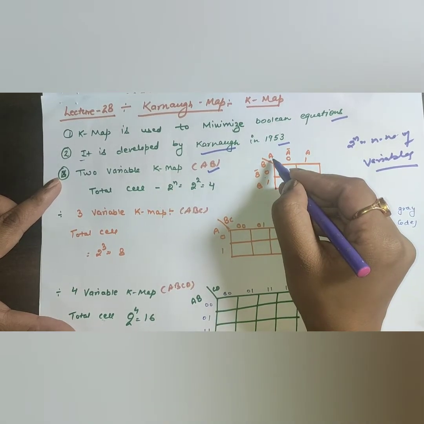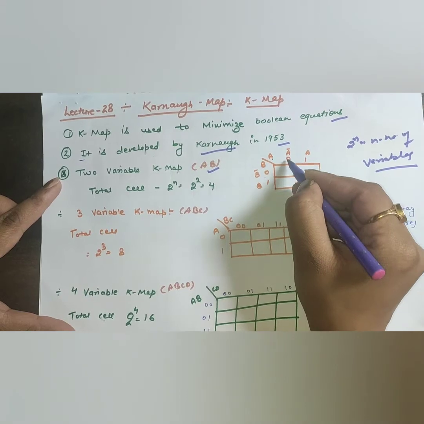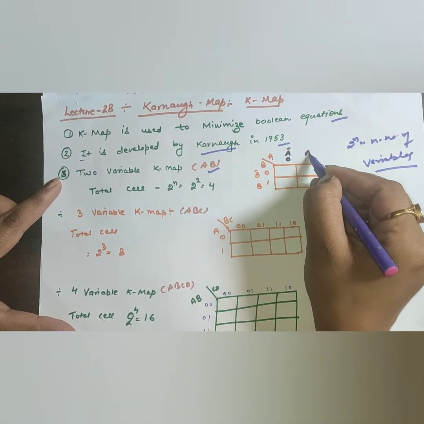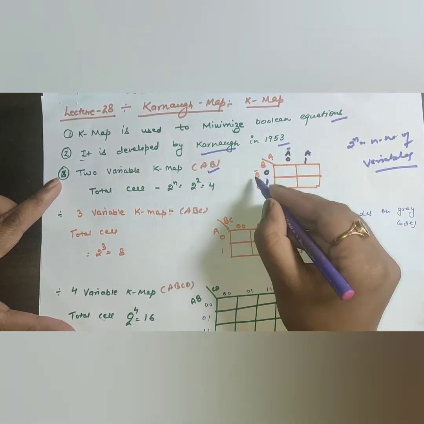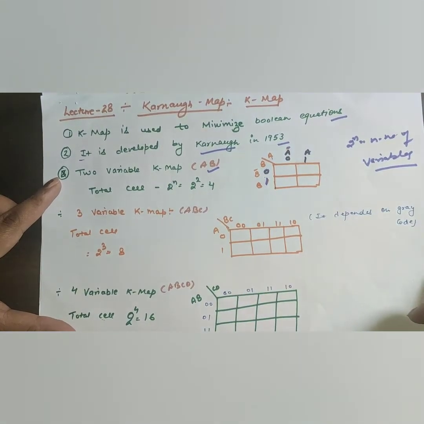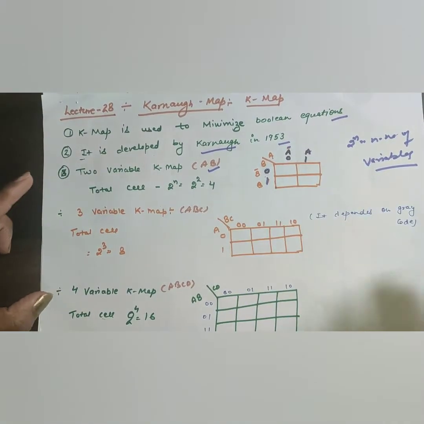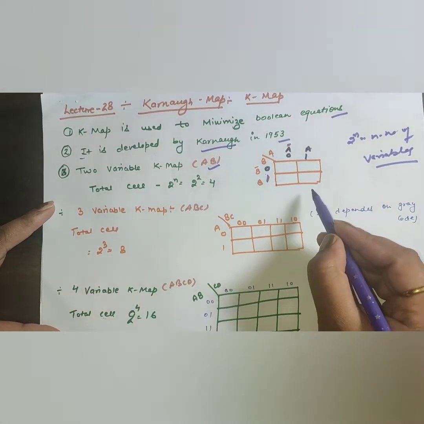Now, two variables, A and B. On the first side is A and on the second side is B. A will be 0 and 1, both conditions, and this will be 0 and 1, B bar and B, for SOP form. If we say POS form, this will be A and this will be A bar. Now we are talking about SOP form, sum of product form.